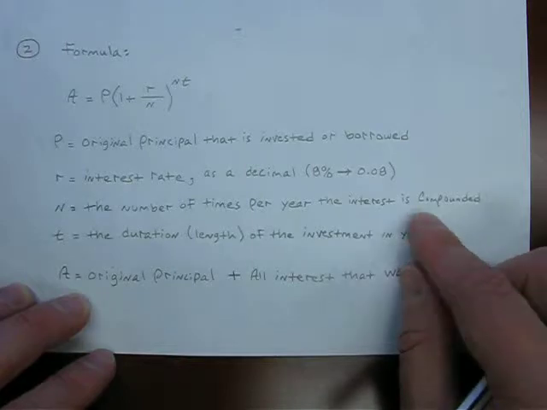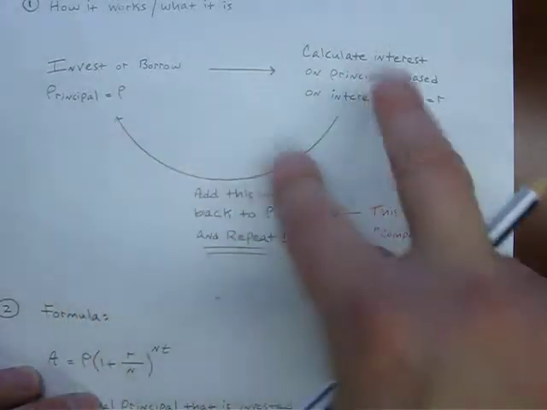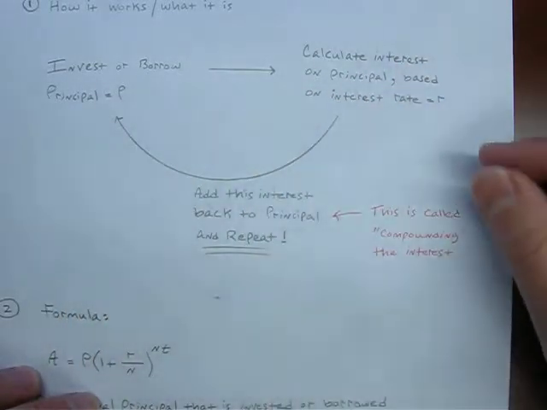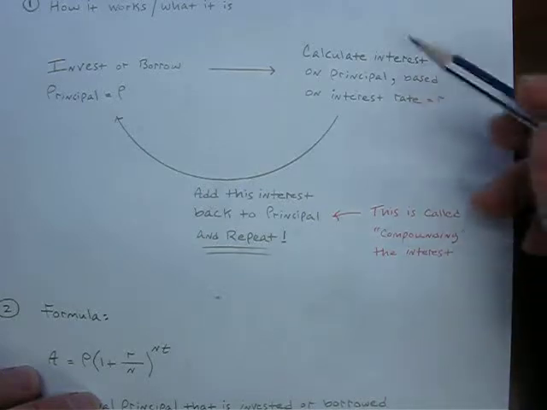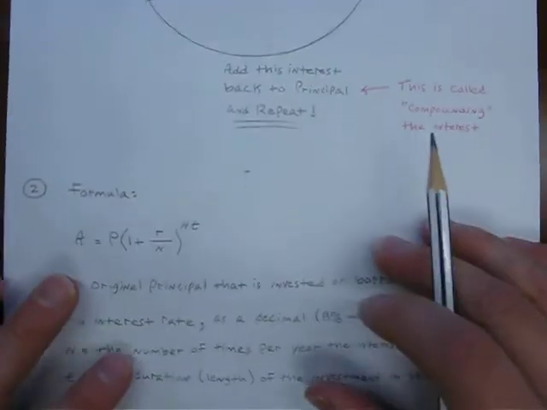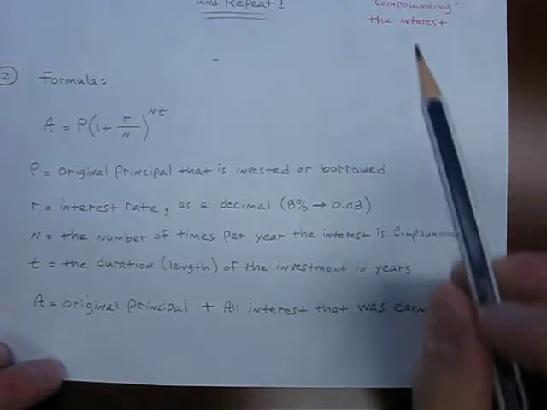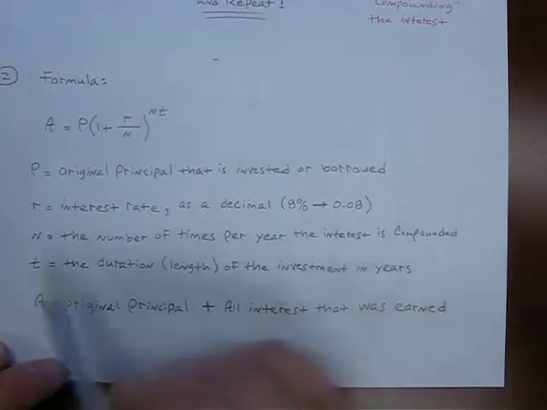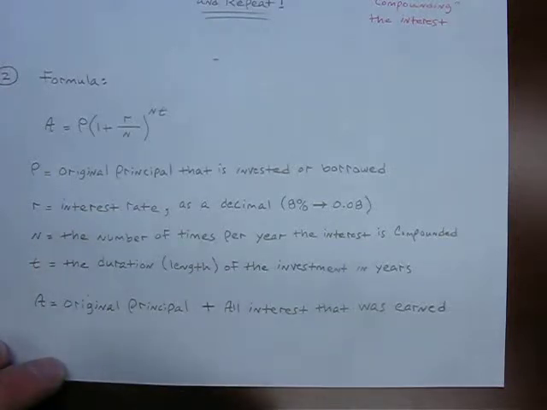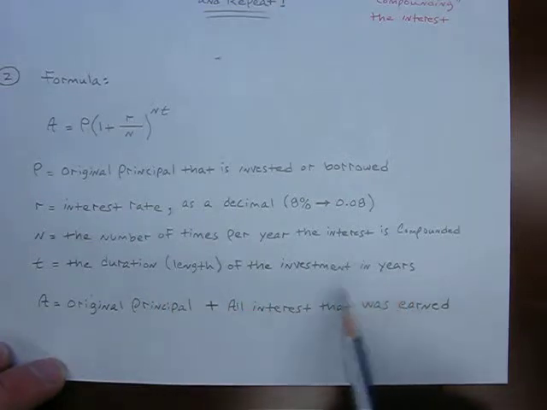You see this part right here? Calculate the interest, then add it back to the principal. It might be that you do that every month, like for a mortgage. When you make your payment, the interest is also factored back into the principal. So N is how many times per year the interest is compounded, as explained up there. Monthly would make N be 12, for example. Quarterly would make N be 4. T is the duration, or the length, of the investment in years.